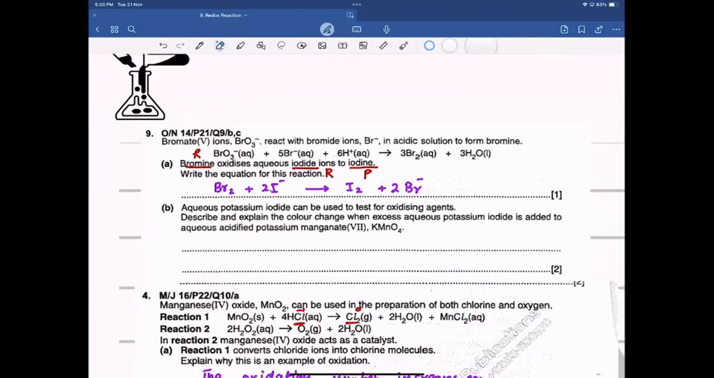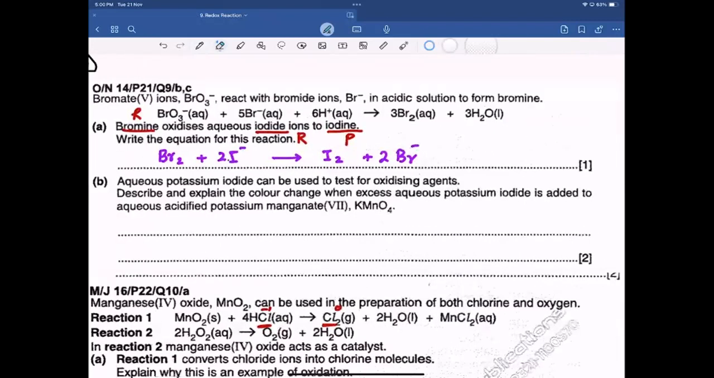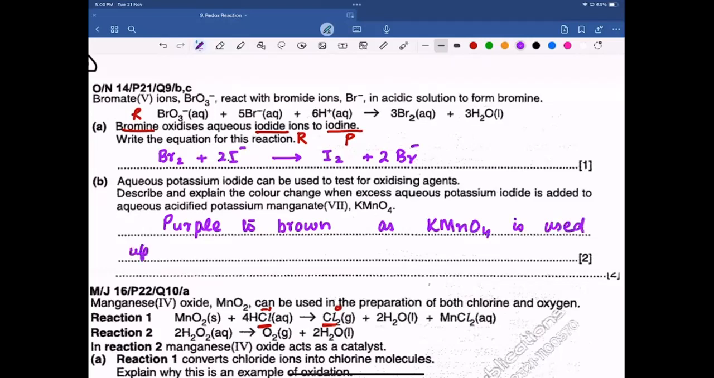Okay. Purple to brown, as KMnO4 is used up, the purple color fades, and iodine is formed. So as the iodine is formed, the solution turns brown because brown is the color of iodine. Is this clear? Okay.